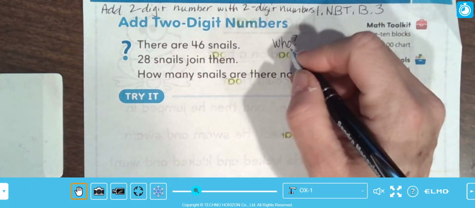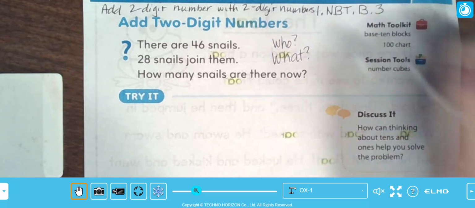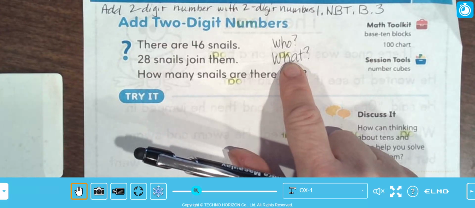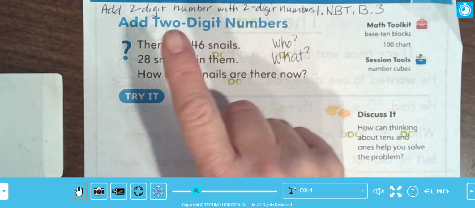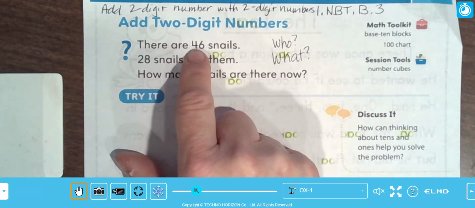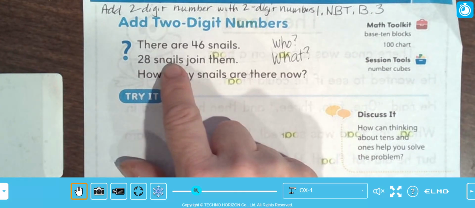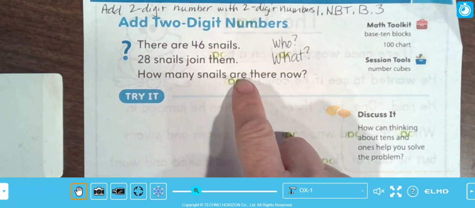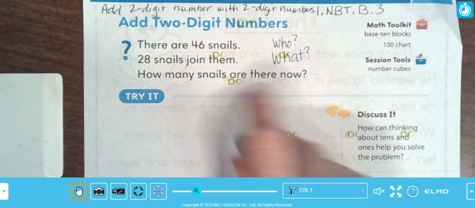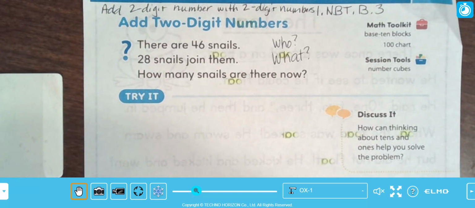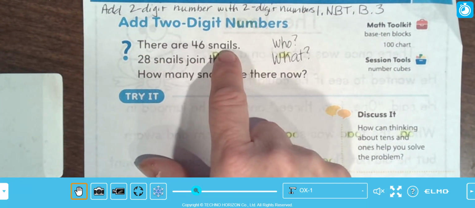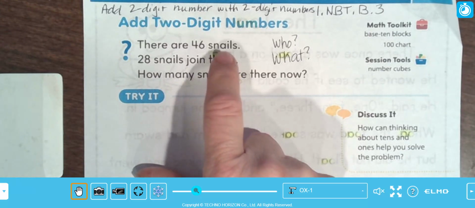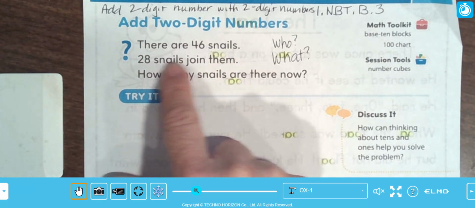Okay, so the next time I read this, we're going to think about what. You don't have to write who or what. Just know that we're thinking about what's happening with the snails. Here I go. There are 46 snails. 28 snails joined them. How many snails are there now? So what's happening with the snails? We're not going to talk about the numbers, 46 or 28, not yet. We're just talking about what the snails are doing. So there were some snails, and then more snails came and joined them. There were some snails at the beginning, and then more came.